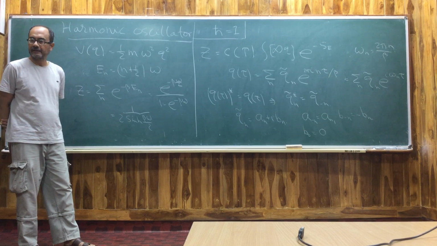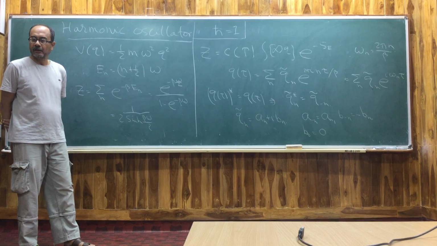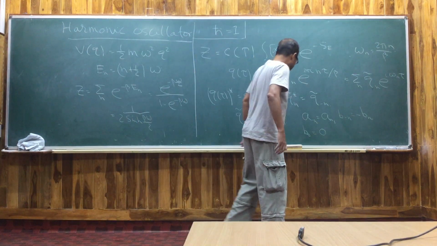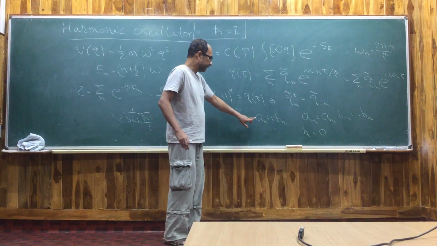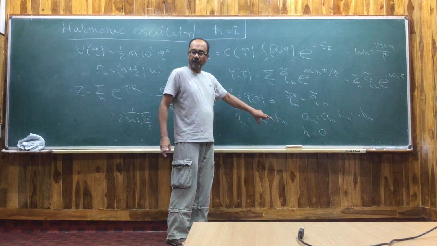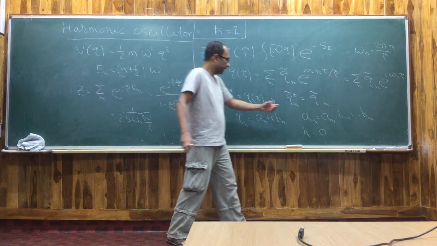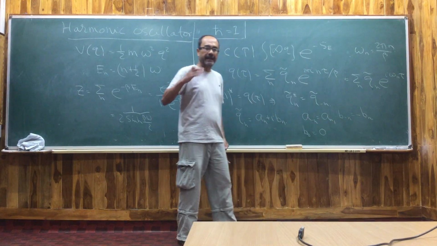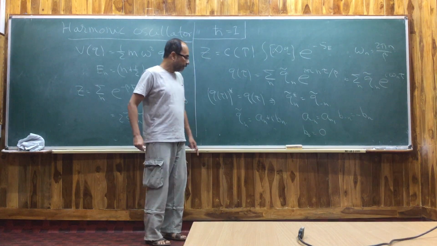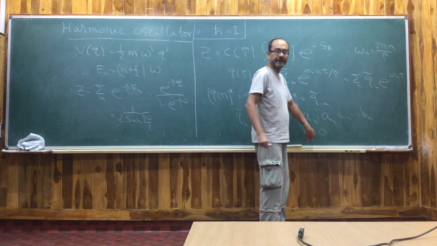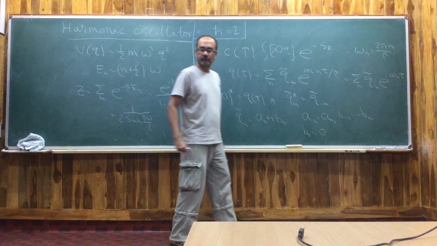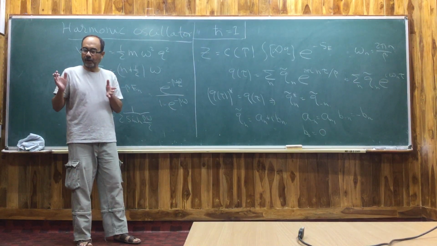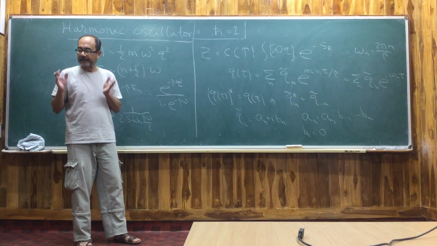Is this clear? So when you say that we integrate over Q tilde n, what we mean is that we integrate over an and bn for n equal to 1 to infinity, because a minus n and b minus n are not independent variables. So you integrate over an and bn from n equal to 1 to infinity, and you integrate over a0, because b0 is 0. So these are our real variables.